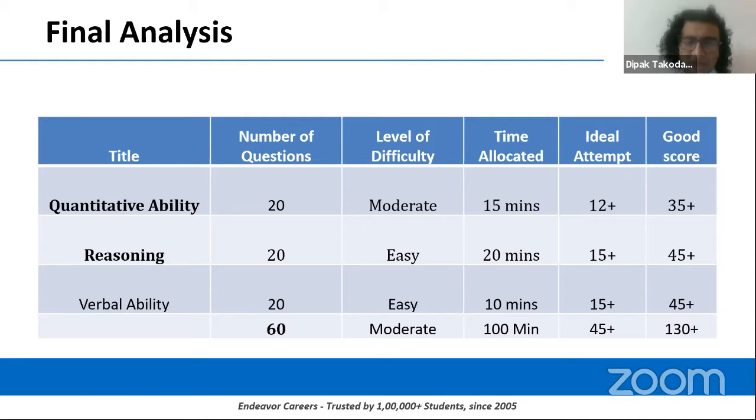So now, when we talk about overall attempt, an ideal attempt should be around 45 questions, and a good score in this case has to be 130 marks.